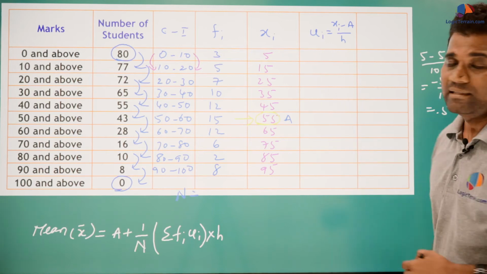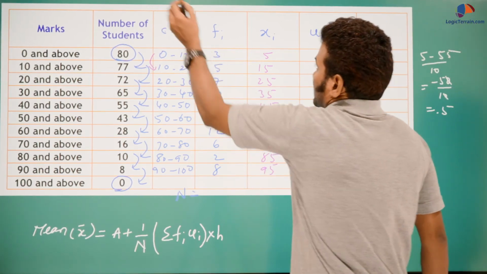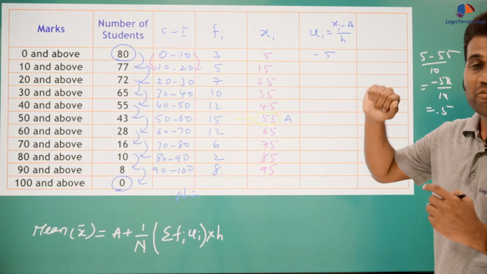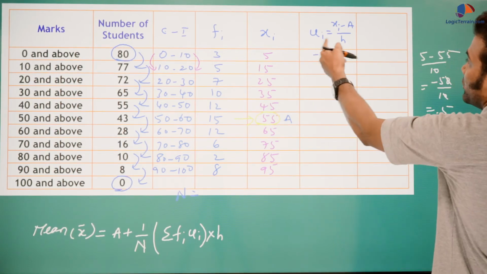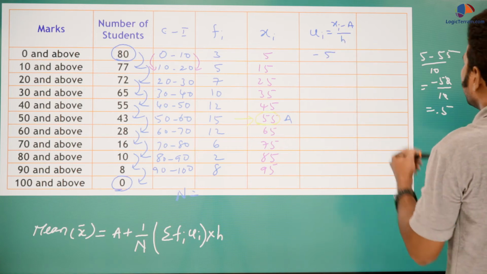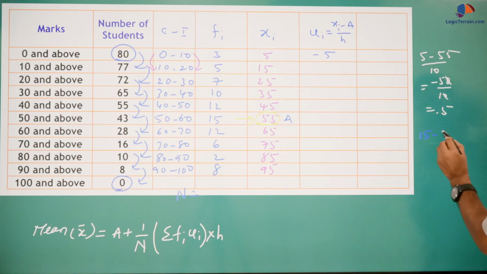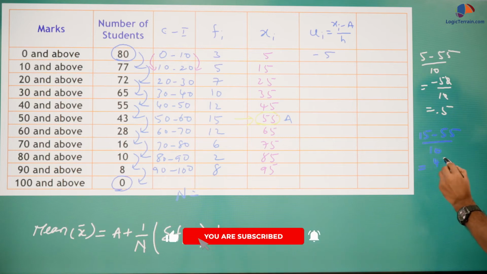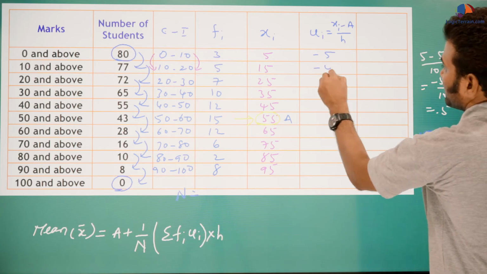So what is ui here? Minus 5. And again for 15 we'll get ui equal to (xi minus a) upon h. So 15 minus 55 upon h, that is 10. So you will get minus 40 upon 10, you will get minus 4. So this is minus 4.